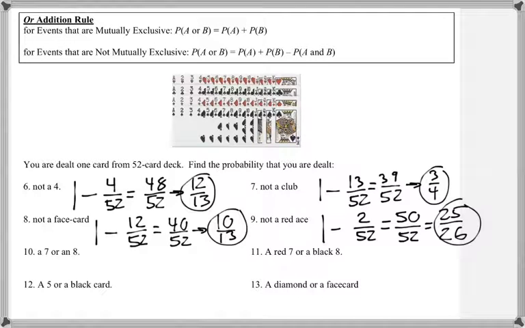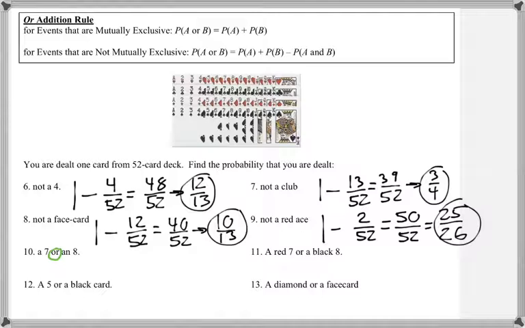Number 10 says, find the probability that you were dealt a 7 or an 8. So let's look at the rule for OR. For events that are mutually exclusive, the probability of A or B is equal to the probability of A plus the probability of B. So we just need to add the two probabilities.